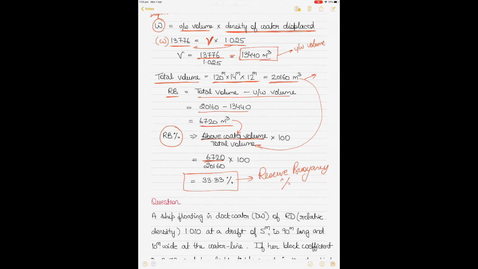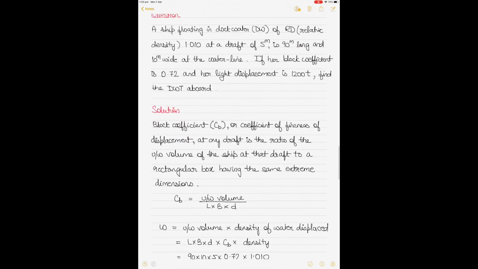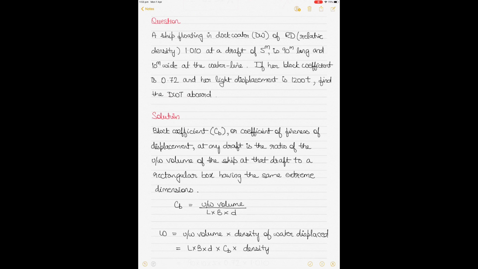Okay, and finally we come towards the last question, which says there is a ship floating in dock water. Dock water is denoted by dW of relative density, which is denoted by RD, 1.010. So here the density of the dock water is given to you. So if it's not fresh water and seawater, which are standard values of 1 and 1.025, the dock water density or any other water density will be given to you. So it's 1.010 at a draft of 5 meters. So draft is given to you.